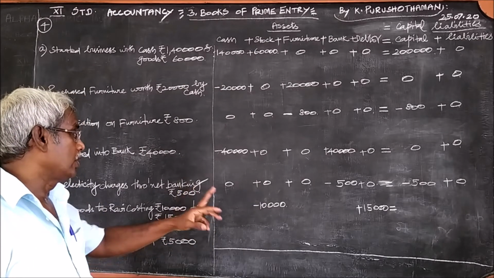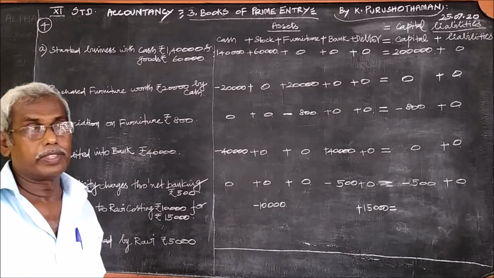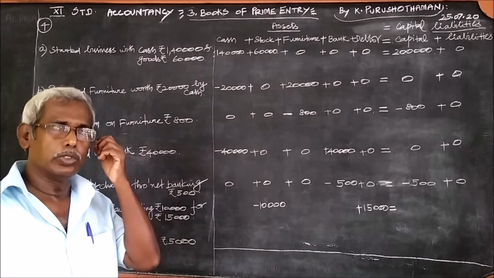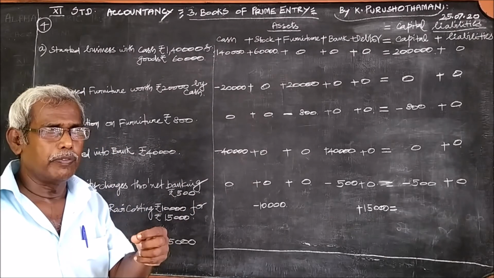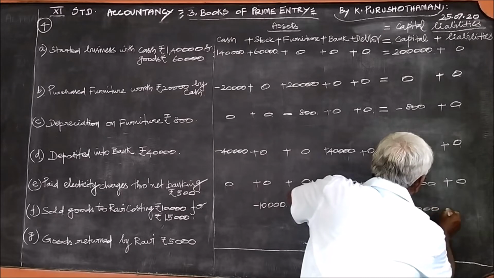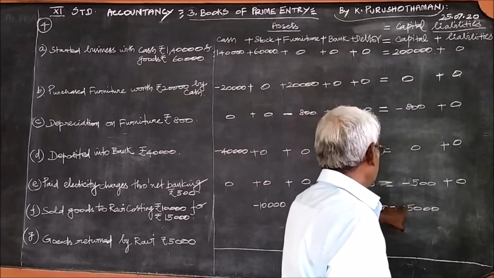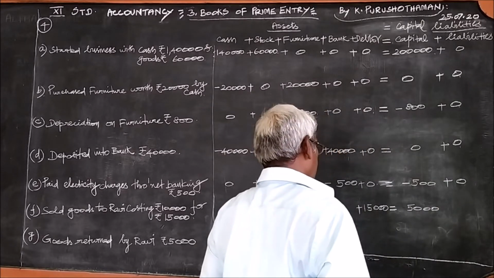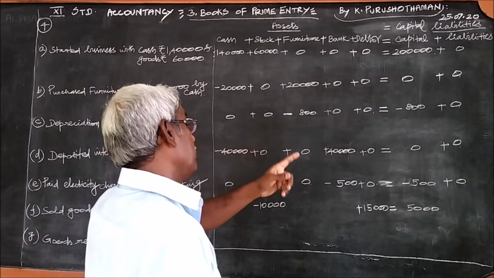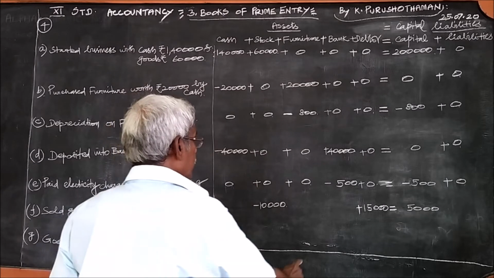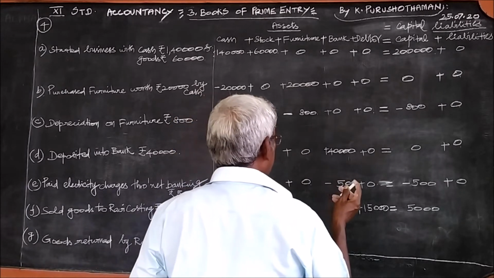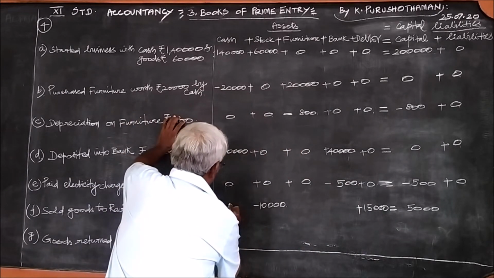What about this 5,000 difference? It is a profit. Goods valued at 10,000 are given to Ravi for 15,000. Therefore, the excess amount 5,000 is a profit, and that 5,000 should be written under capital. If it is a loss, minus 5,000. So it is a profit, and we write profit plus 5,000 under capital. On the left hand side 15,000 minus 10,000 is 5,000, and the right hand side is 5,000. So the left hand side and right hand side are equal.